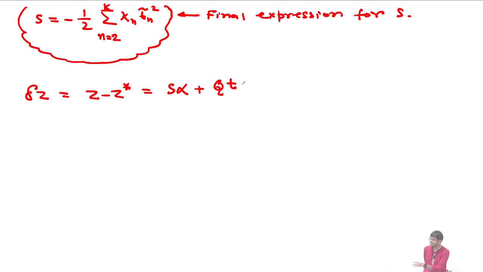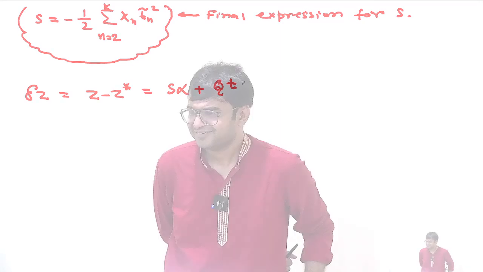See, what you are saying is that I will take a square of both sides, right? And that will give me what? On the right hand side I will get a square plus q square. What is the magnitude of z minus z star? Do you even know that?